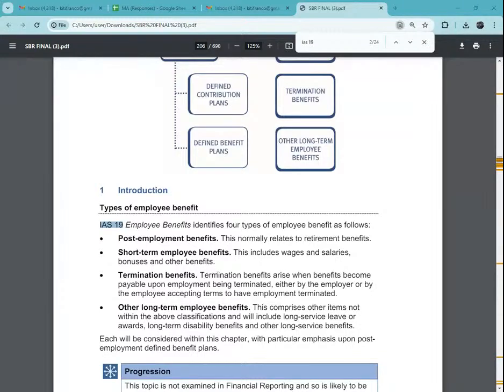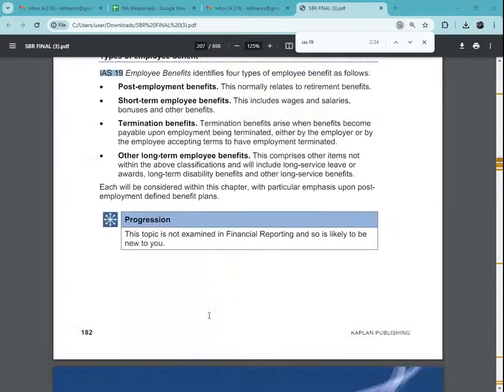Termination benefits arise when benefits become payable upon employment being terminated, either by the employer or by the employee accepting terms to have employment terminated. We have other long-term employee benefits. This comprises other items not within the above classifications and will include long service leave or awards, long-term disability benefits, and other long service benefits.